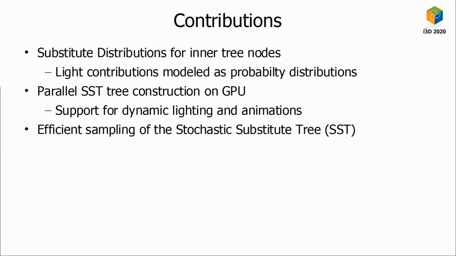The contributions we make are the following. We introduce substitutes for inner tree nodes that model their light contribution as probability distributions. We show how a stochastic substitute tree can be generated in parallel on the GPU for each frame, enabling real-time animations and dynamic lighting. And we demonstrate how the stochastic substitute tree can be efficiently sampled to approximate indirect illumination.